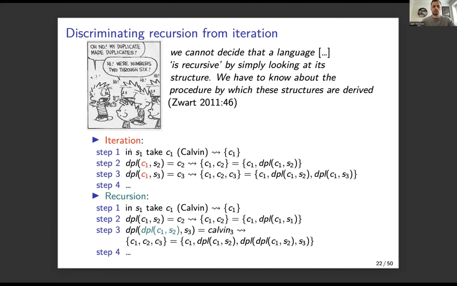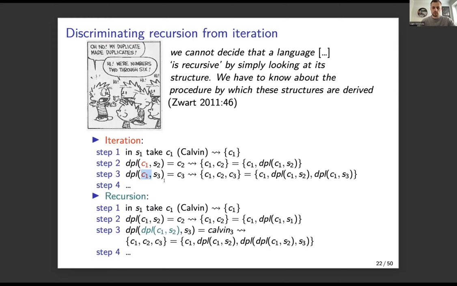So in step one, take Calvin and form a singleton set, fine. And then in step two, take this initial Calvin, duplicate him in step two and form a doubleton set, right? So we have C1 and C2, or which is one and the same, C1 and his duplicate. Okay, now, and this is crucial. In step three, take again this initial Calvin, this guy, and make another duplicate. So just iterate the initial operation.